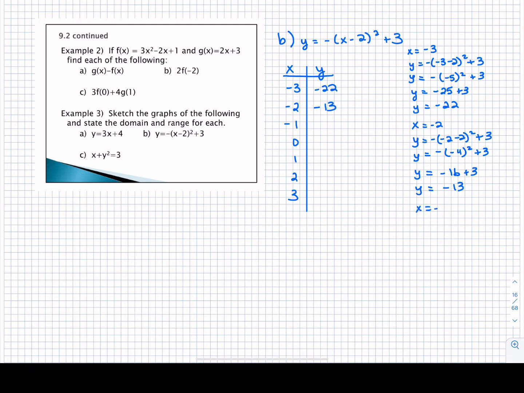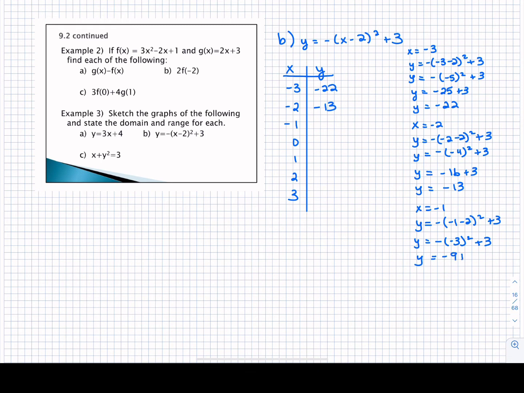Now, if x is -1, we'll have y equals negative, in brackets, (-1 minus 2) all squared plus 3. So y will equal a negative of (-3) all squared plus 3. -3 squared, or all squared, is +9, but 9 times -1 is -9.